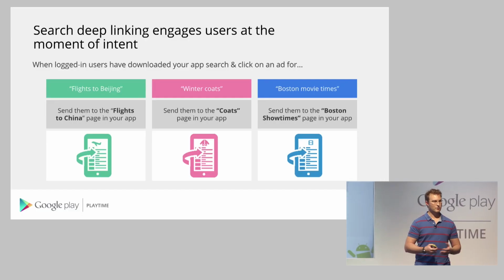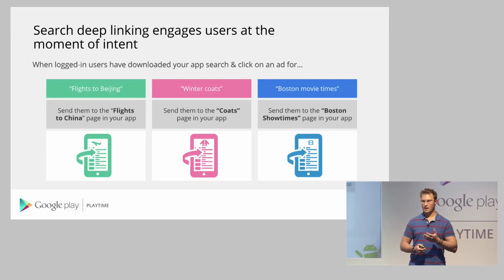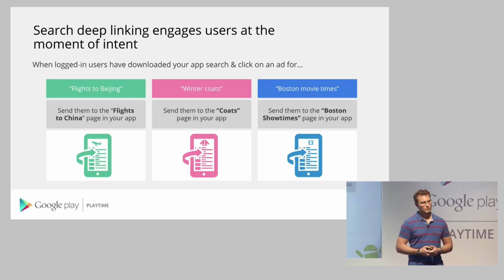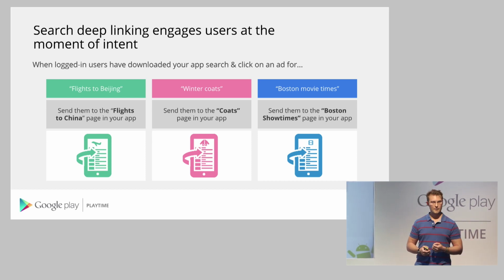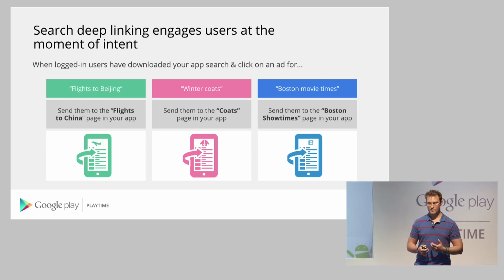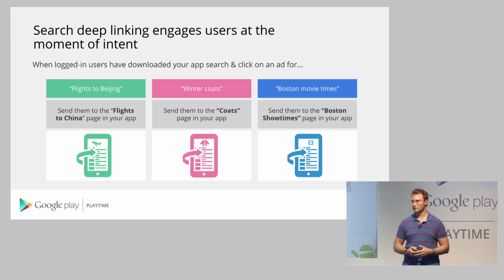So to give you a few examples of how it could potentially work, and some of these might relate to the apps that you actually have. When a user is logged in and they actually have their app on their device, they could search for flights to Beijing on the Google Search Network. And you could direct them into your app to flights to China. Winter coats would be another example, where the search would be winter coats, and you could direct them into your app on the coats page. And lastly, if a user was searching for Boston movie times, you could direct them into your app to the Boston show times page.